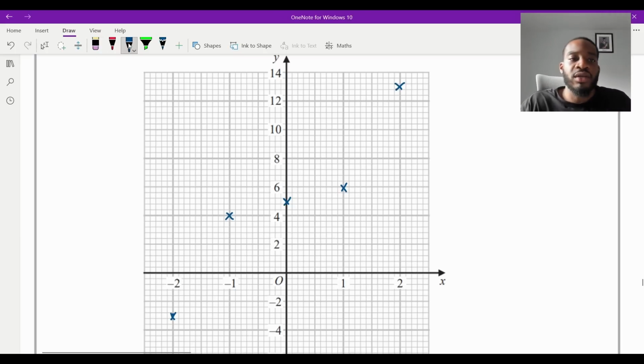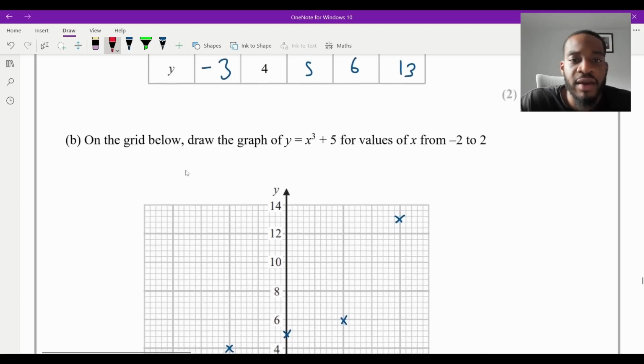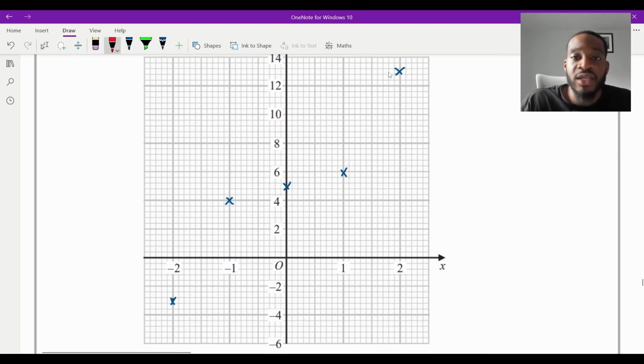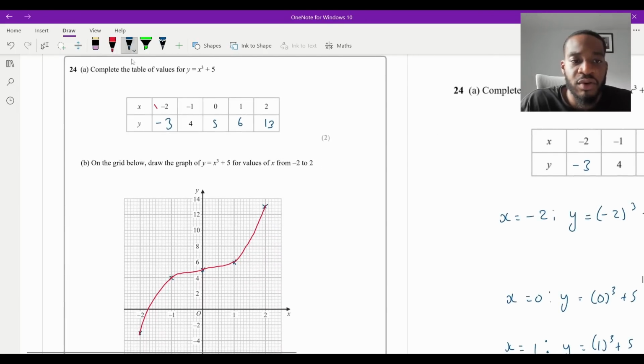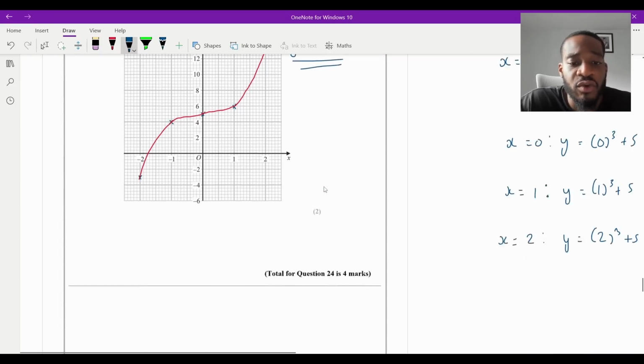So now we've plotted the points, to actually draw the curve we just need to join these together. And it's a curve, as I said, so you need to make sure it's a nice, smooth transition like that. And then just continue it like that. It's a bit difficult with this, but yeah. And that will be it. That will give you the answer for question 24. I'll just label it as well. Why not? y equals x cubed plus 5. Perfect. So that's question 24 done.